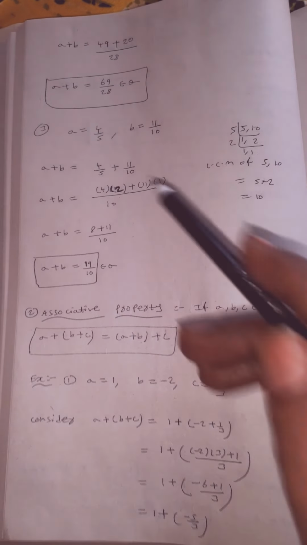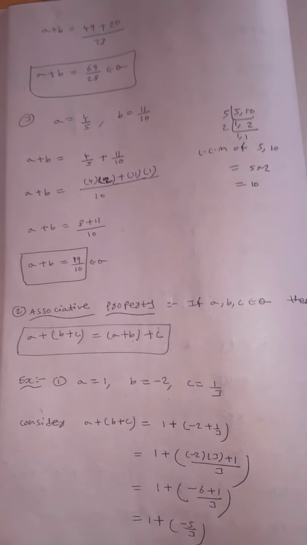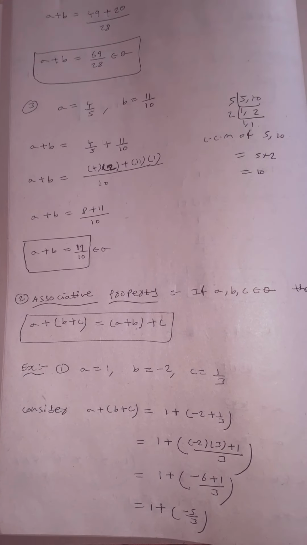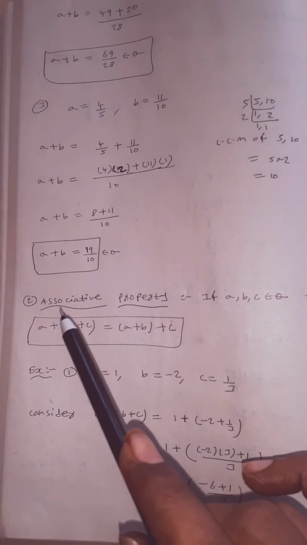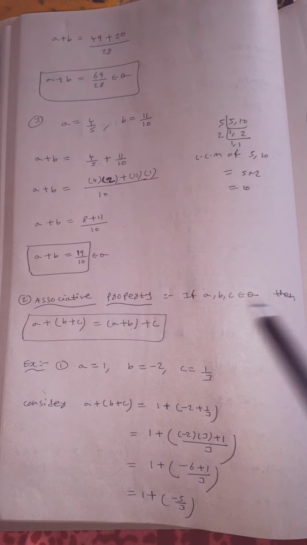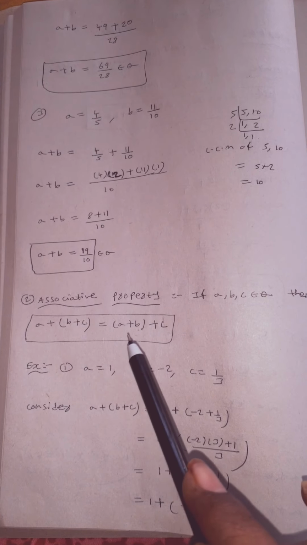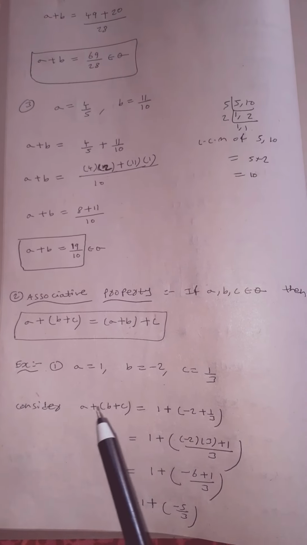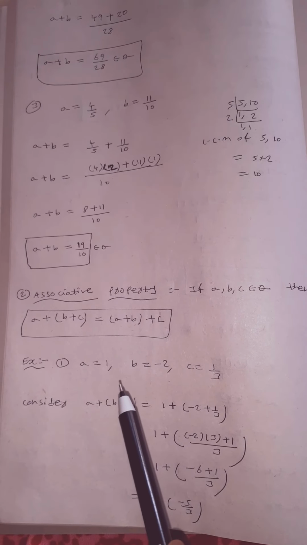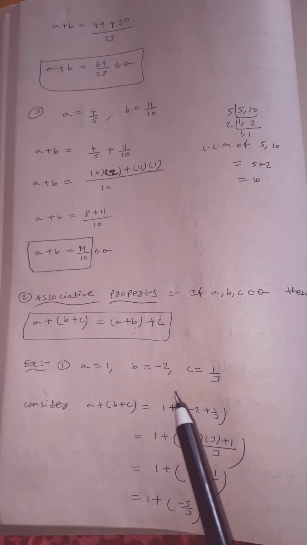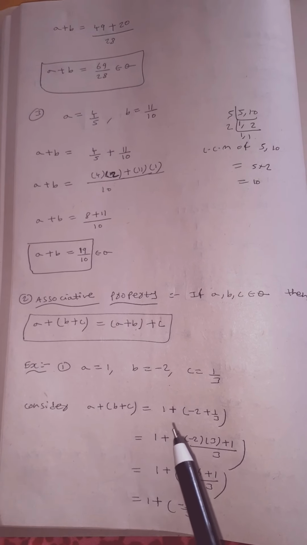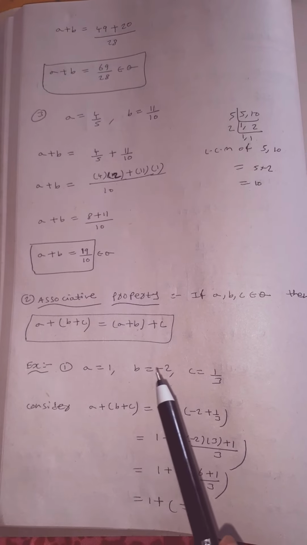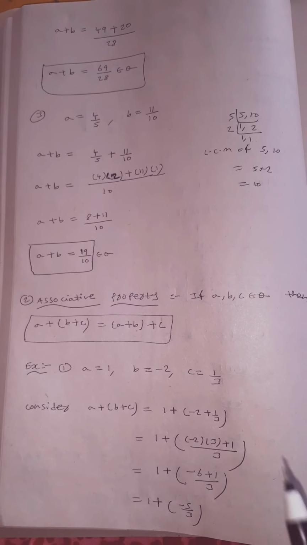So in this way you can take any number, children, but do it carefully. Why? Because fractions are there. Do it carefully. Next, the second property is the associative property under addition. If a comma b comma c belong to Q, then (a plus b) plus c is equal to a plus (b plus c). So I have taken a first example like this, children. A is equal to 1, b is equal to -2, c is equal to 1 by 3. So consider (a plus b) plus c is equal to a value is 1 plus b value is -2 plus c value is 1 by 3, children.